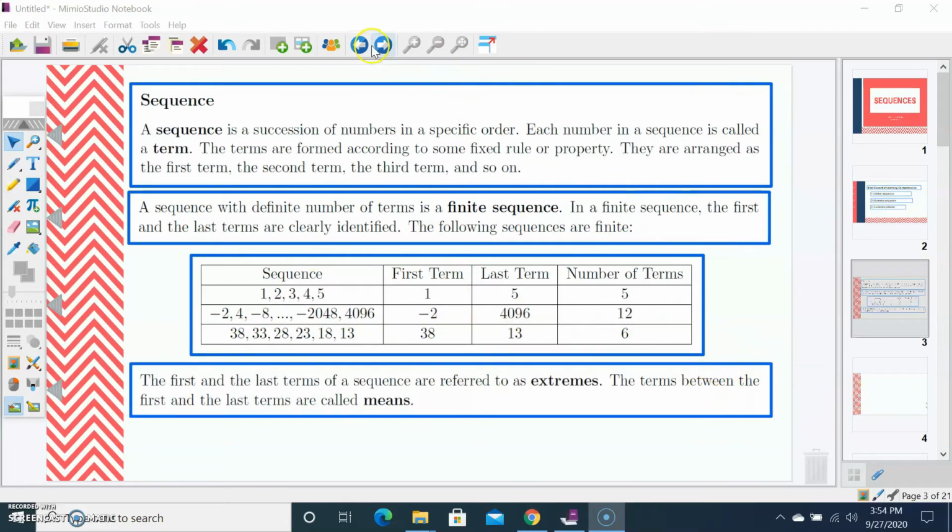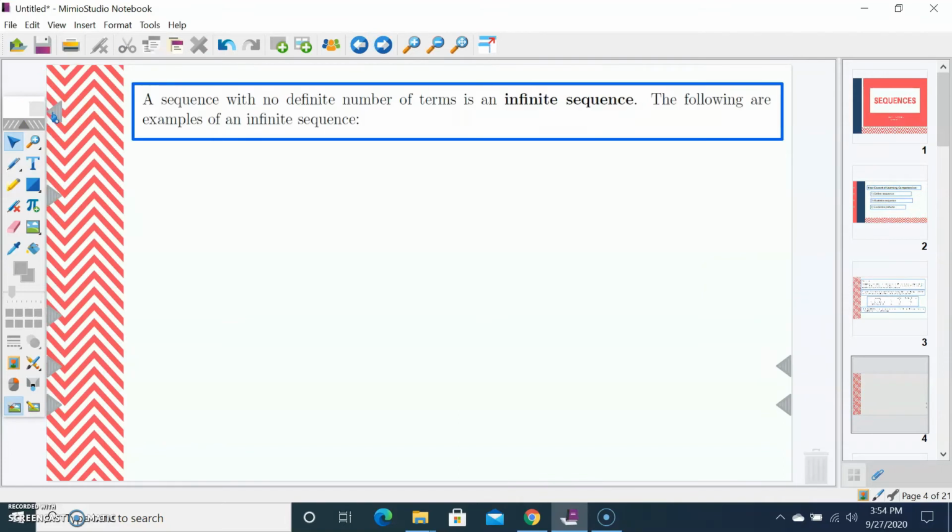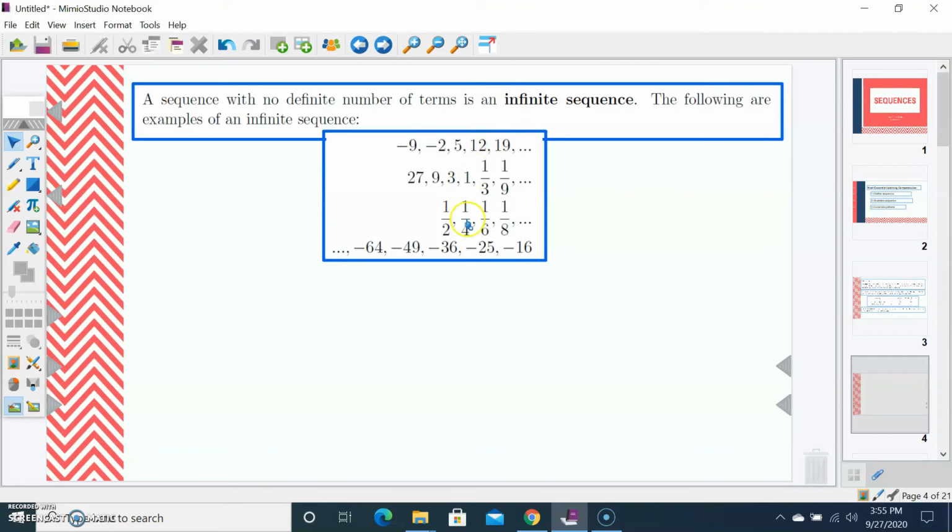But how about infinite sequences? So a sequence with no definite number of terms is called an infinite sequence, which is the opposite of the finite sequence. Kung sa finite sequence, clearly defined yung first and last term natin, dito, hindi natin madedetermine kung ano yung last term ng sequence kasi nga it tends to go to infinity. So we also have different examples of infinite sequence. So we consider these sequences as our examples for infinite sequence.